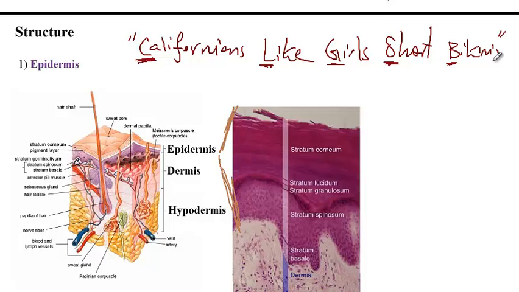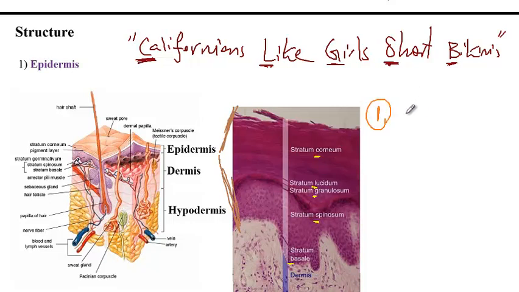So the order of the structures of the epidermis from outside to inside is stratum corneum, stratum lucidum, the next one is G, stratum granulosum, stratum spinosum, and then finally stratum basale. So starting with stratum basale, basically this is the deepest layer of epidermis, which is in contact with the dermis, and this layer contains 4 types of cells.